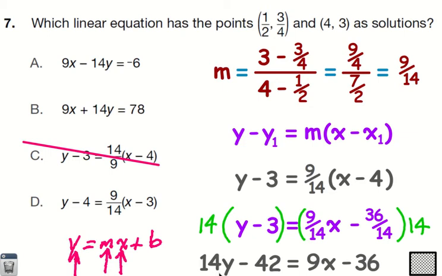So you would subtract 14y over, so it'd be 9x minus 14y. I already know it's A and not B, because look, this is a minus 14y, and that's a plus 14y. So over here it'd be 9x minus 14y, and you'd have to add 36 to the other side. You know what I mean? So negative 42 plus 36, yeah, that's where the negative 6 comes from. So it ends up being A. Gosh, that was fun.